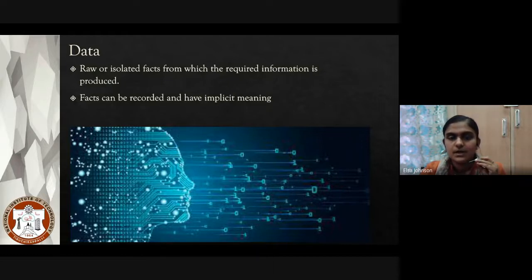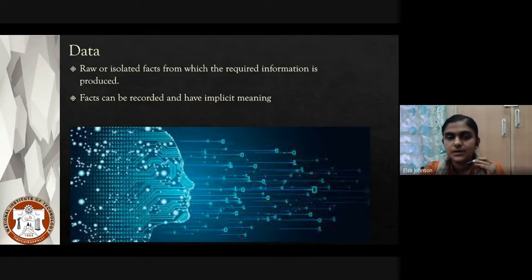Okay. But at the same time, if I'm using this in a different context, like I'm saying 6 chairs and a table, and it's nearby my drawing room, and here our family members will eat and sit together, then the context has changed. Now that data is referring to a dining room or a dining table. Okay. So when data gives some meaning, it becomes information.